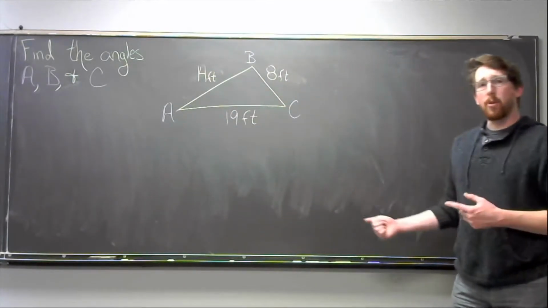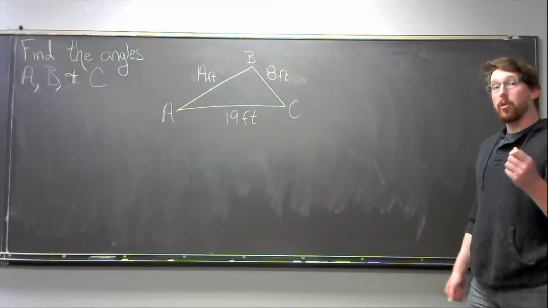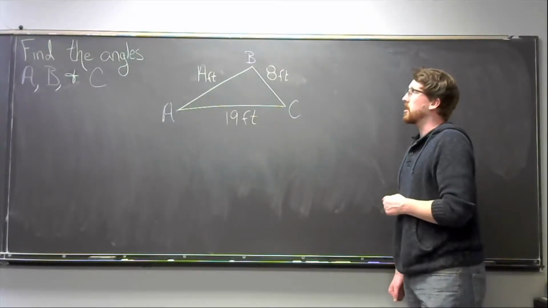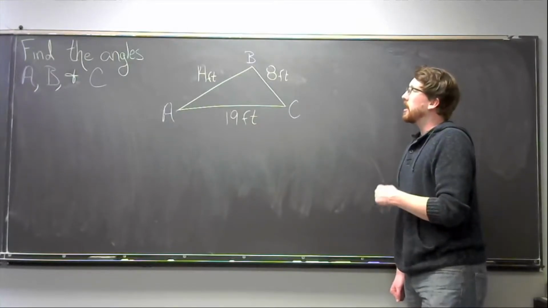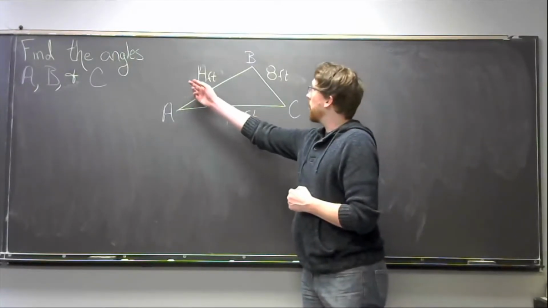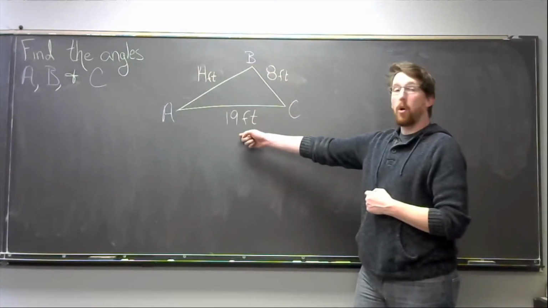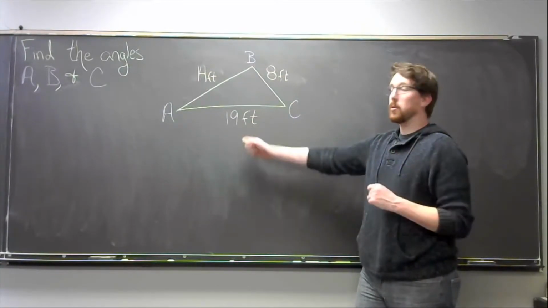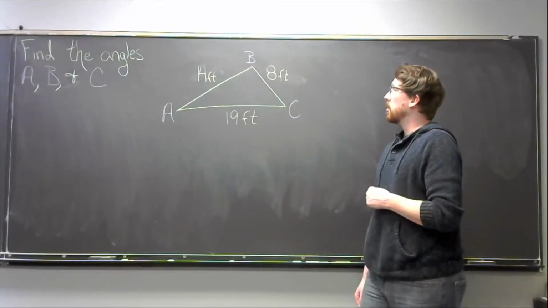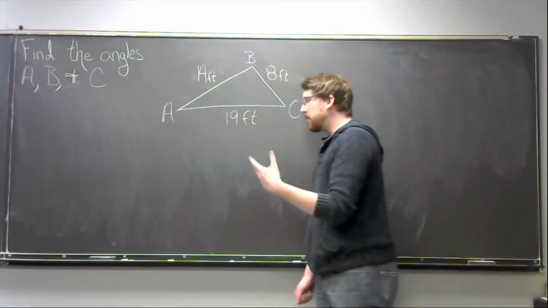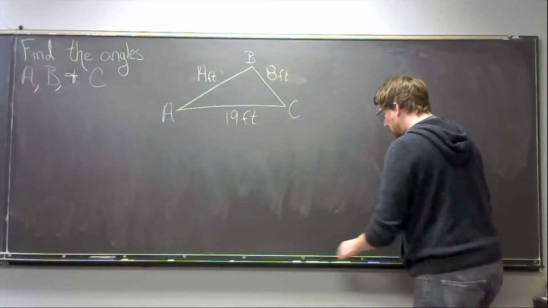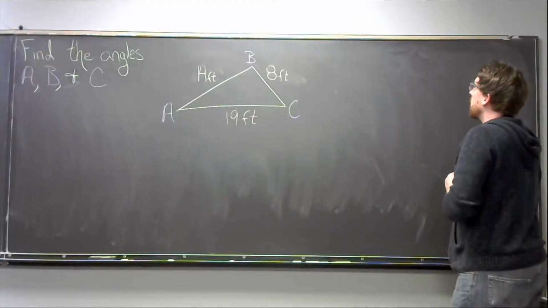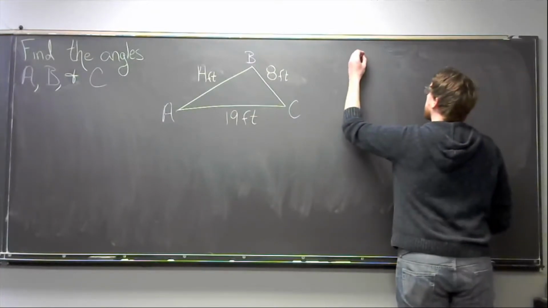Well, to handle this problem, we apply what's called the law of cosines. Now, what the law of cosines does for us is it gives us a way of relating the length of all three sides to one of the angles. Okay, well, how does it do that? That's the next obvious question, right? Well, it does that through the following relations.